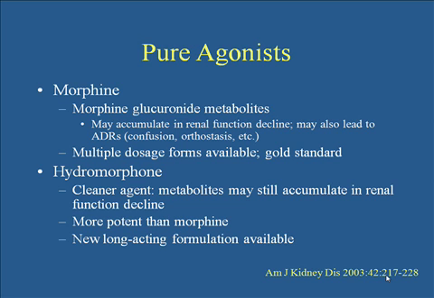That being said, we use a lot of morphine. Hydromorphone, also known as Dilaudid, is considered a cleaner agent in the context of renal function decline. Yes, it still has metabolites that can accumulate. Hydromorphone is more potent than morphine on a milligram per milligram basis. And there's a new long-acting formulation available orally called Exalgo. How that will take off, I'm not quite sure.